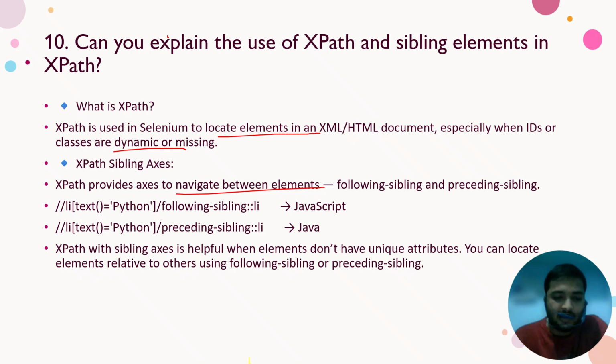For example, double slash li text Python following-sibling in a JavaScript, and li text Python preceding-sibling in a Java. XPath sibling access is helpful when the element doesn't have a unique attribute. You can locate an element related to another using the following sibling or preceding sibling.